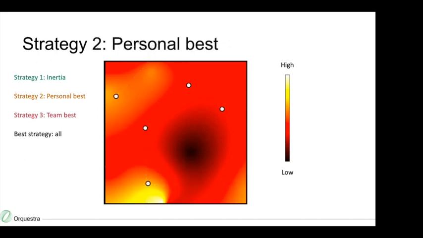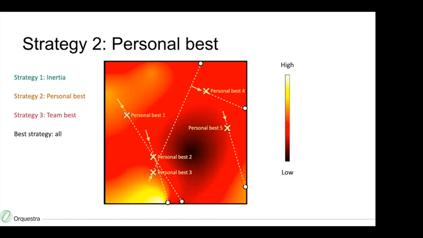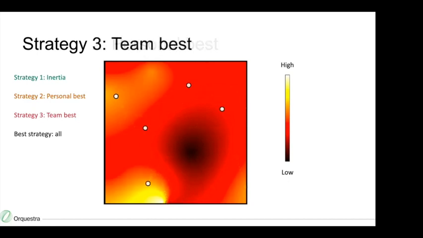Strategy two is personal best. So let's say we're walking around and we remember what was the best I've ever done. So the lowest point I ever found in this function. And let's say that for the first point is this, for the second point is this, for the third is this, for the fourth is this, and for the fifth is this. So it makes sense to think, well, I'm going to walk towards the point where I remember doing the best. So we all point towards our personal best. And then we all walk towards our personal best. And that's it. So we look at what point we found that was the lowest point. So that's an okay strategy, but it's still not ideal, right?